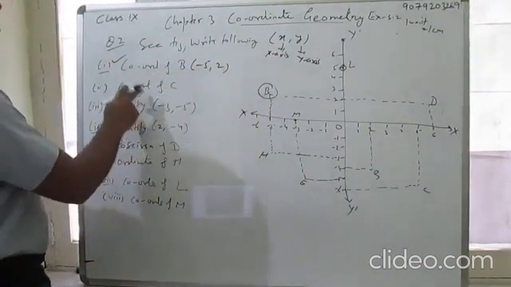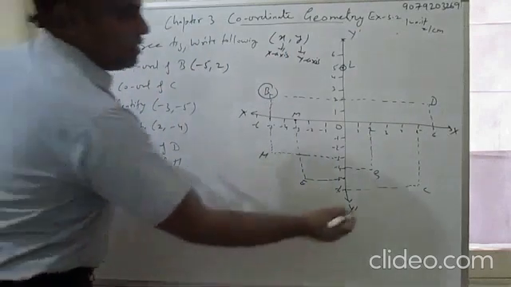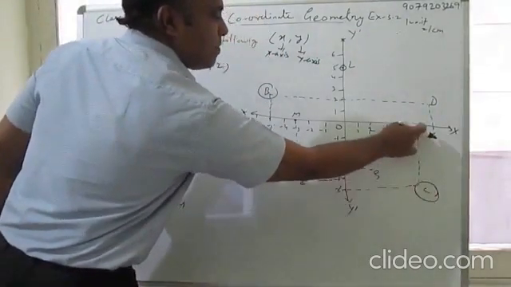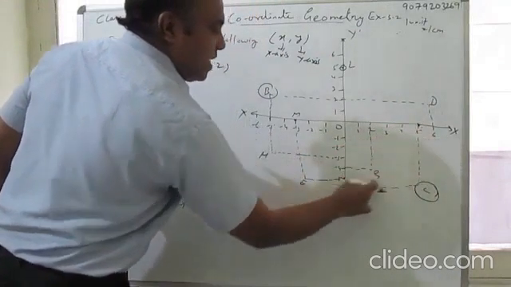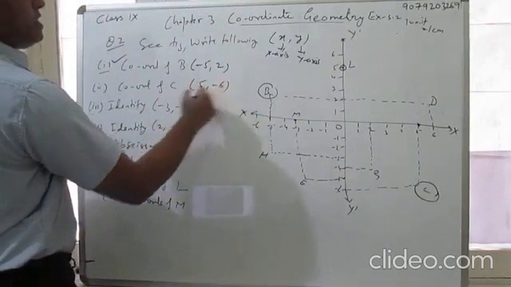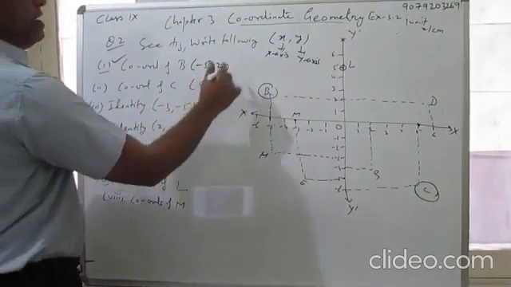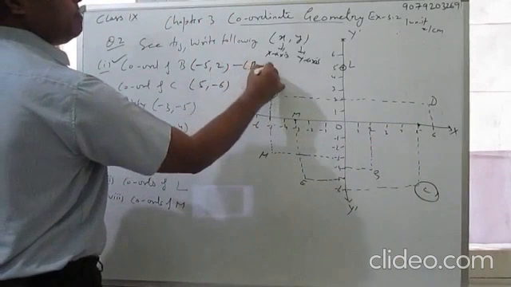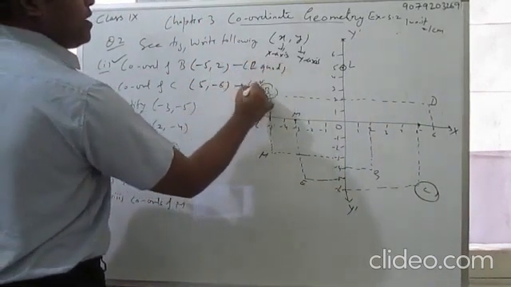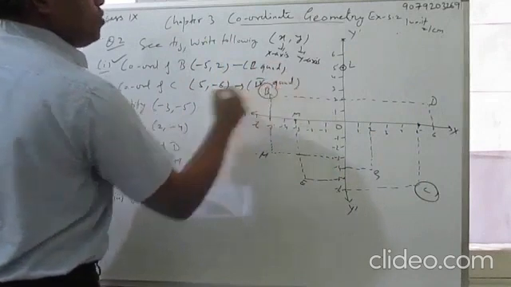Okay, now the coordinate of C. Where is C? This is C. For the first point, we drop a perpendicular on the X axis, 5 comes, and the second is -6. So (5, -6). It is in the fourth quadrant.